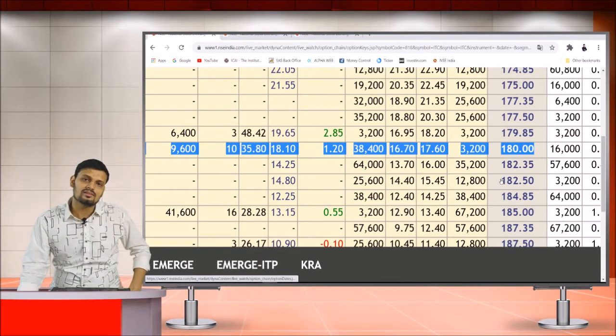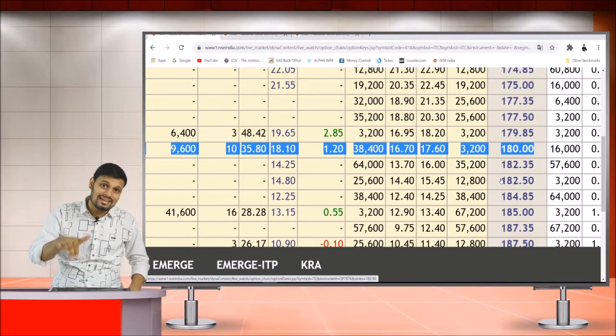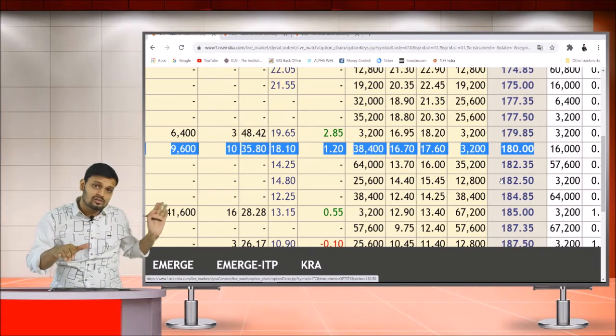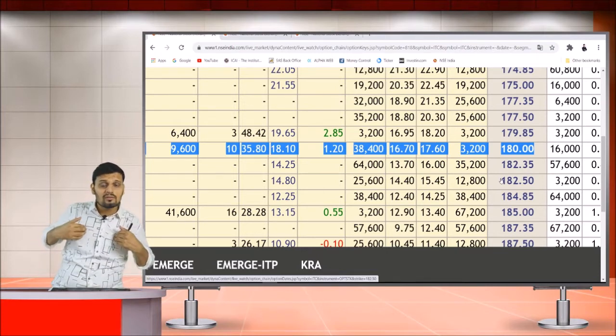I'll make you understand this. You want to buy a call option at 180 itself. The current market price is 196. You want to buy as on 27th of August at 180. That means you are already at an added advantage if you are a buyer of call option. And think from the seller's point of view.